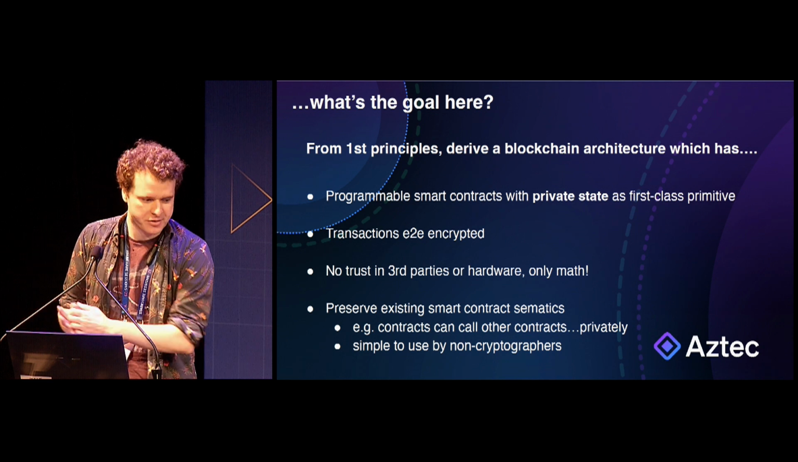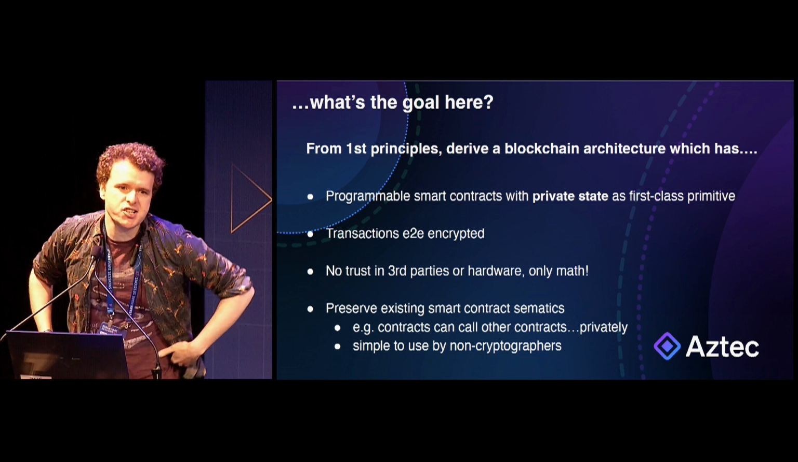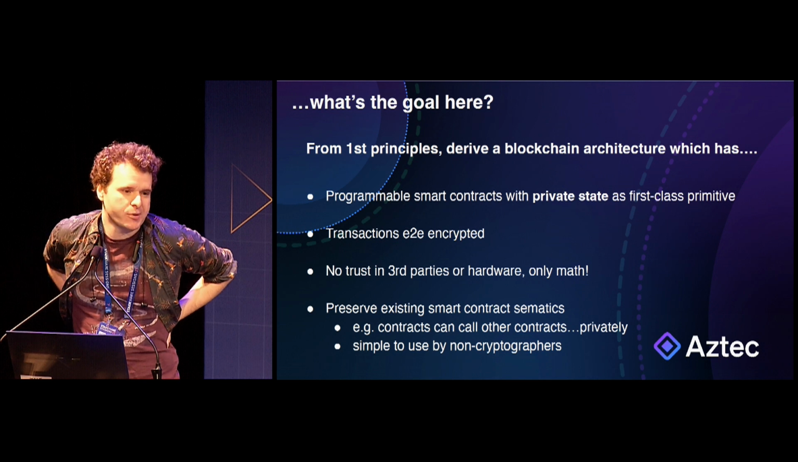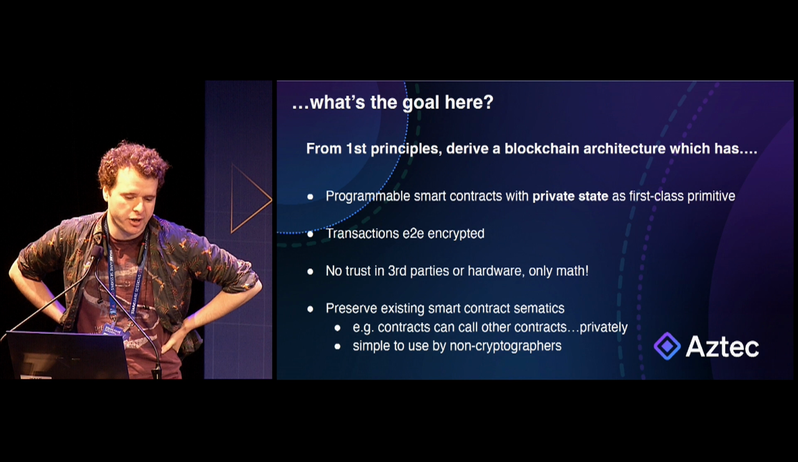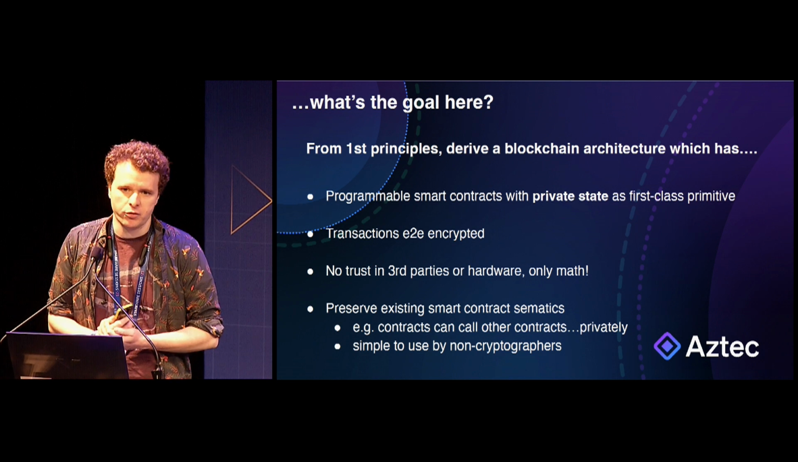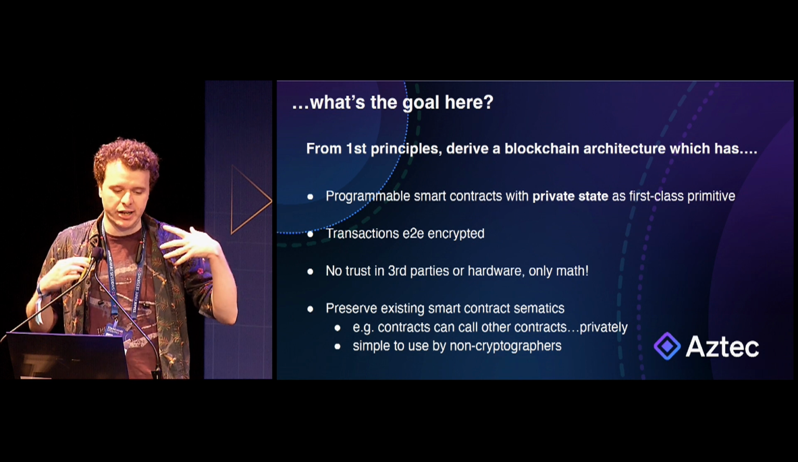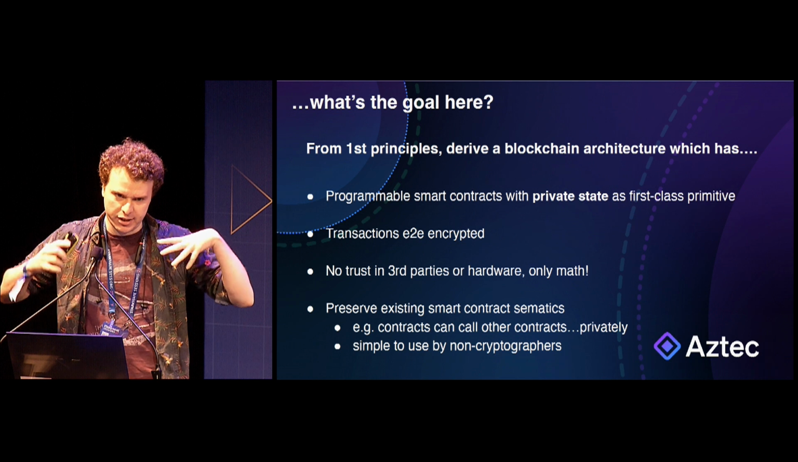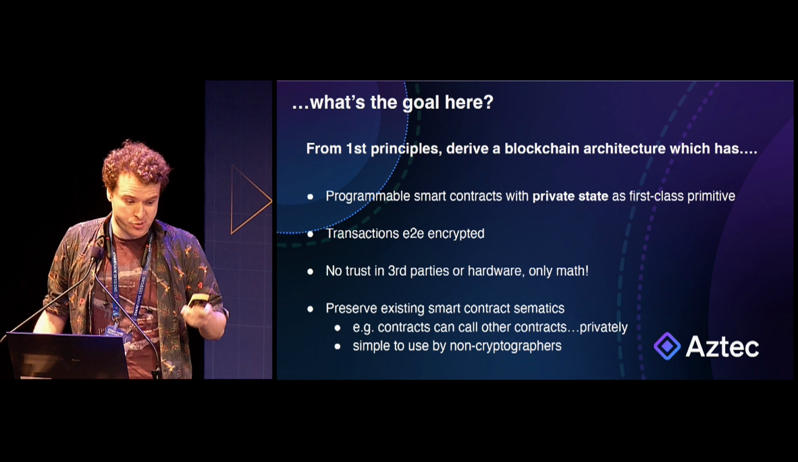It's just pure math. And ideally, preserve existing traditional smart contract programming semantics, because the goal here is for these networks to be programmed by developers, not cryptographers. You know, having a concept of contracts being able to call other contracts, and not having to expose any of the cryptography under the abstraction layers.